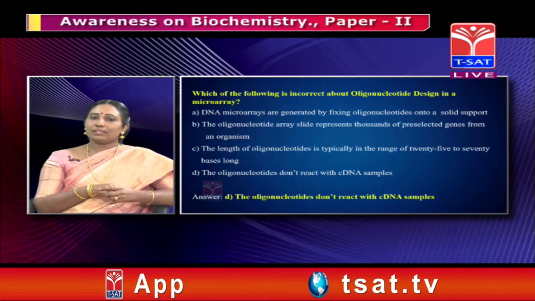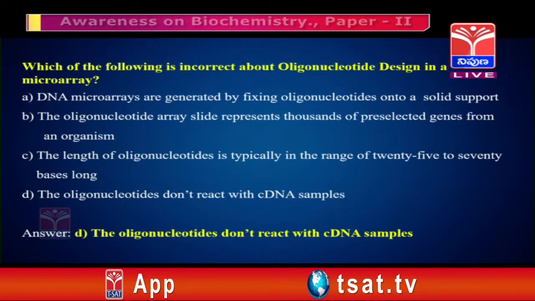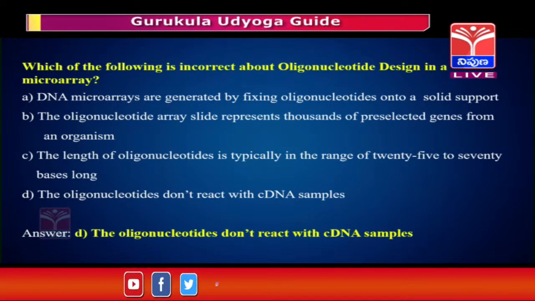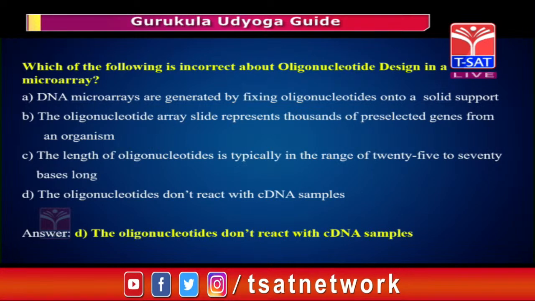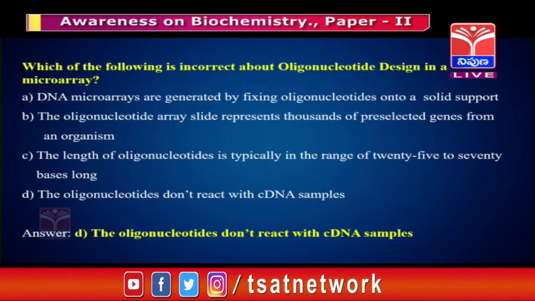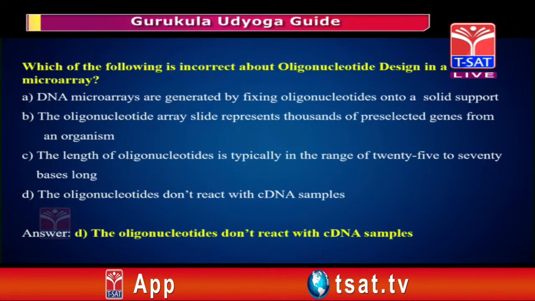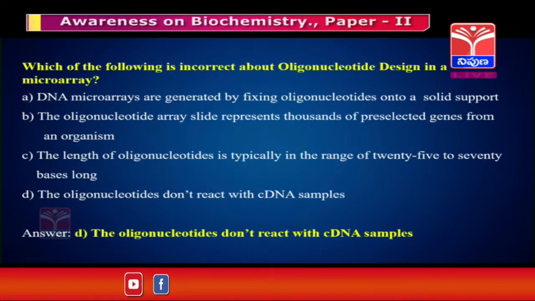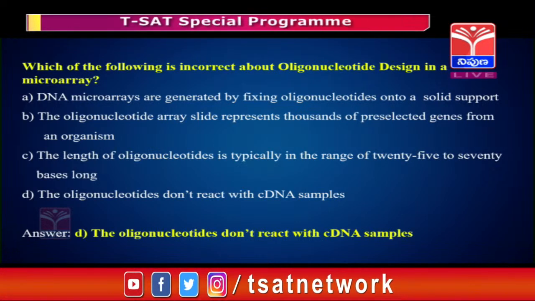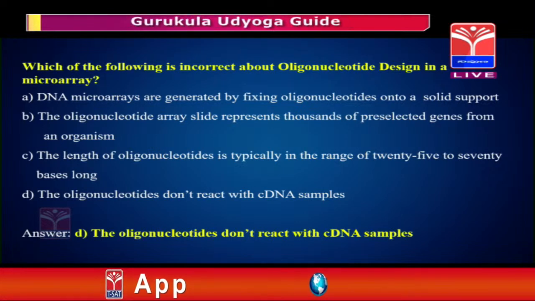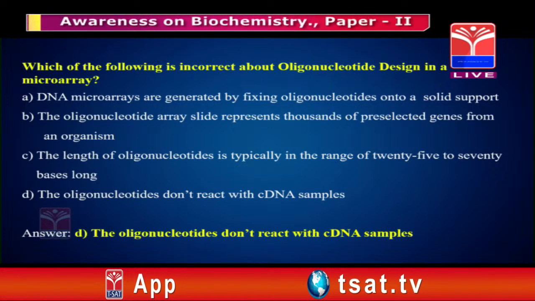Now, when we look at such questions, here you see: which of the following is incorrect about oligonucleotide design in a microarray. First of all, you should know what an oligonucleotide is, where and for what purpose oligonucleotides are made, and why an oligonucleotide is used in a microarray. If you know these concepts, then we can have a clear picture of which option is correct or incorrect. Here the answer is that the oligonucleotides do not react with cDNA samples, which is wrong.